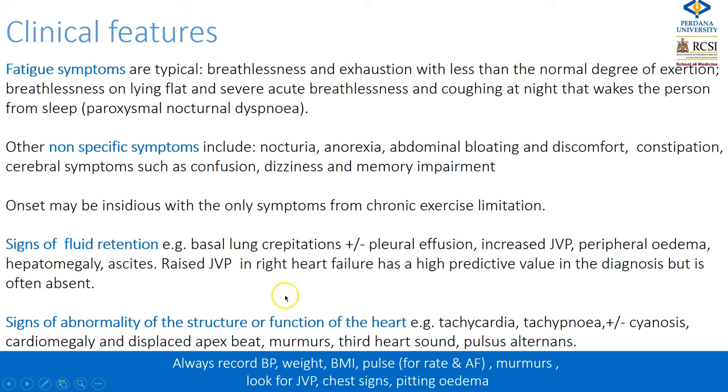When you're assessing patients with confirmed heart failure and monitoring them, the clinical things you should record are as follows: the blood pressure, their weight, calculate their BMI, check their pulse for rate and for AF, listen to murmurs, look for the JVP, listen for chest signs, and check for pitting edema.